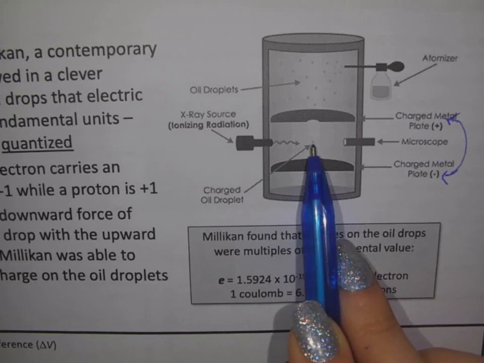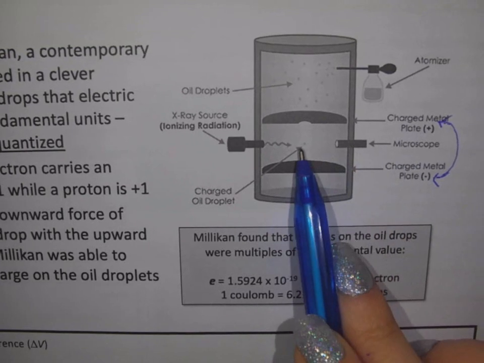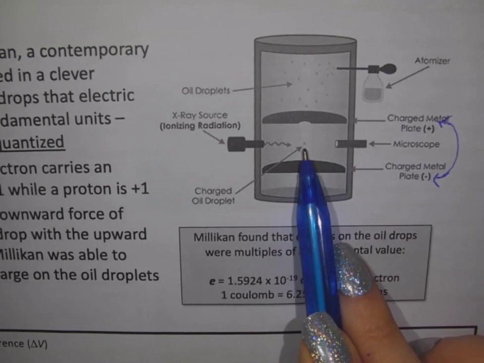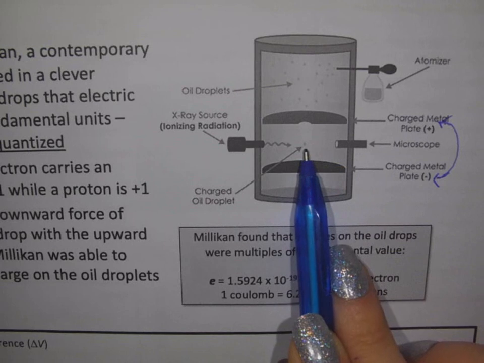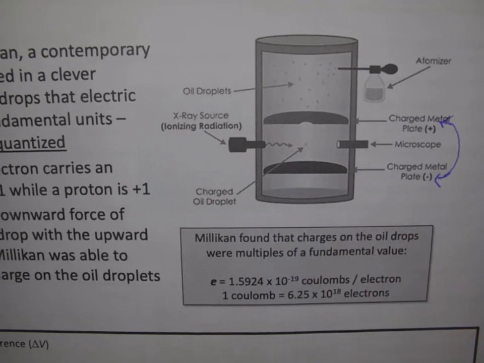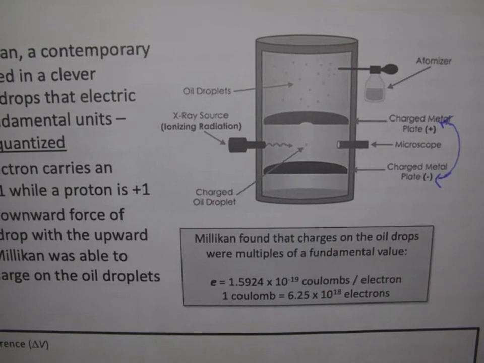That's cool. Yeah, that's what the little microscope was looking at, to see at what point it will float or slow down as it falls. And so based on those ratios, he was able to find the charge of the electron.